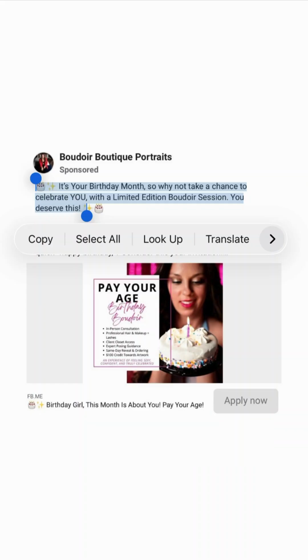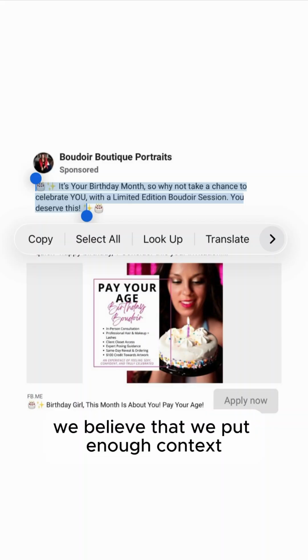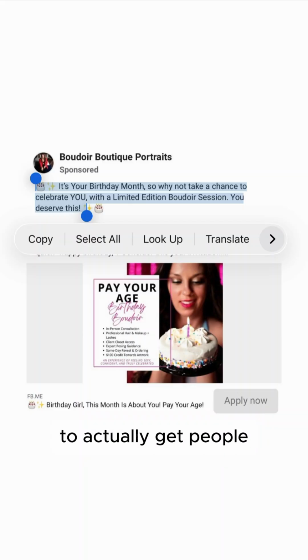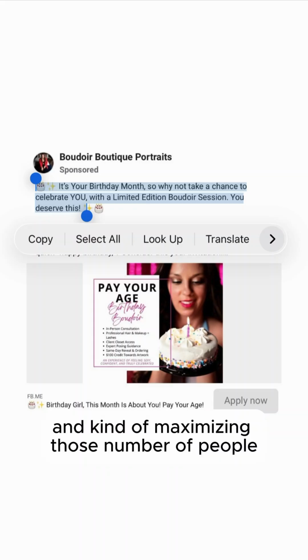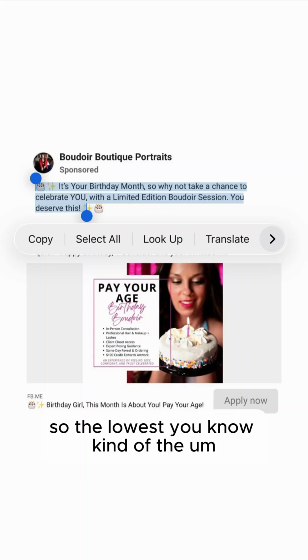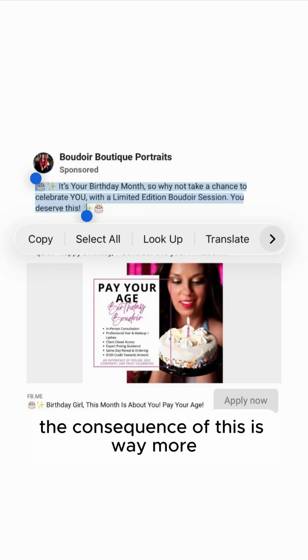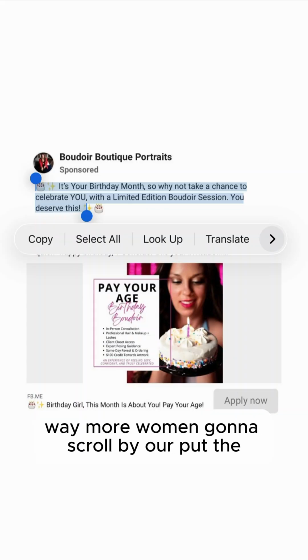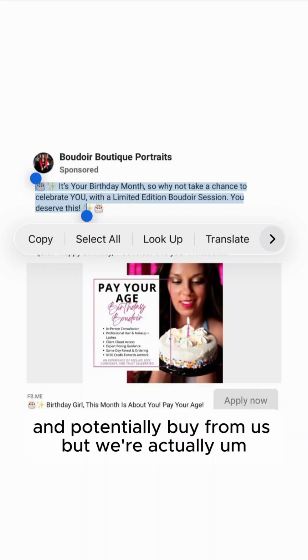The false belief that caused us to make this mistake is we believe that we put enough context to actually get the right people clicking through and maximize those number of people. But that is 100% incorrect with the way it's set up right now. The consequence of this is way more women are going to scroll by our Boudoir Facebook ad than necessary. That could have been perfect to click in and potentially buy from us.